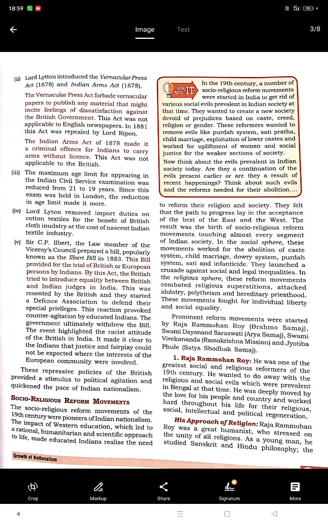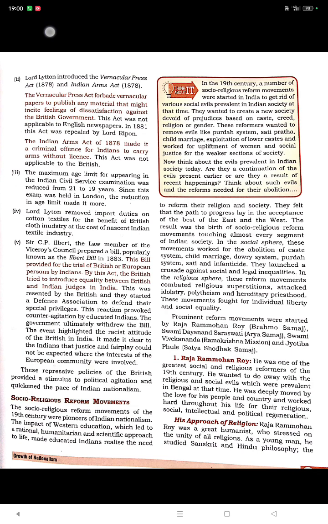Okay, next. Lord Lytton. If you see here, the spelling mistake is there. Lord Lytton removed import duties on cotton textiles for the benefit of the British cloth industry at the cost of the nascent Indian textile industry. He removed the duties on cotton textiles. He supported the British in this act.